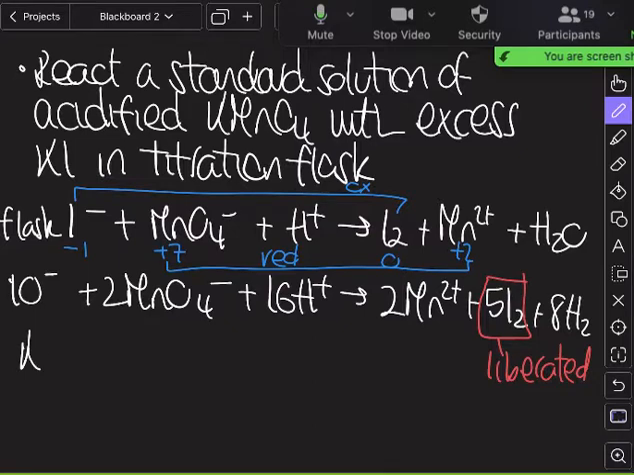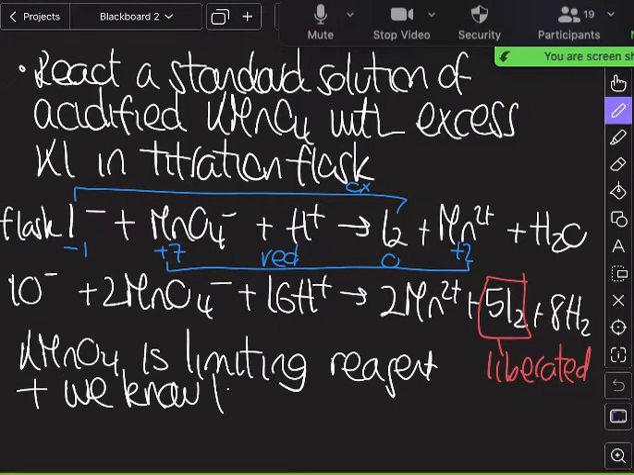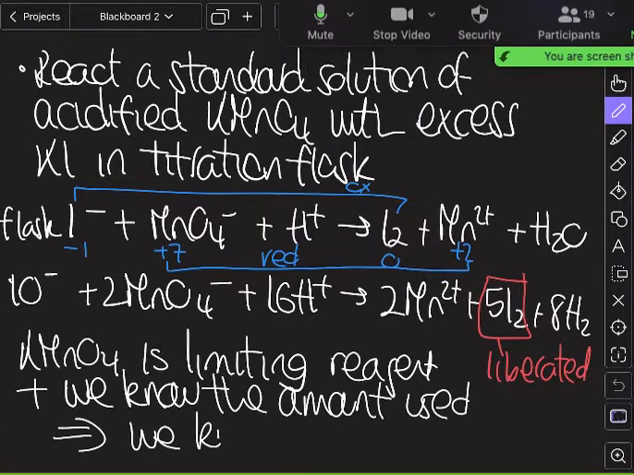Now, the KMnO4, so we go back to stoichiometry language, is limiting. So that means there is a fixed amount of it and we know exactly how much is there. And because we know the amount used, if we had to do a piece of maths, we could calculate the amount of iodine made. So it's a limiting reagent, and we know the amount used. So that implies we know the amount of iodine made.